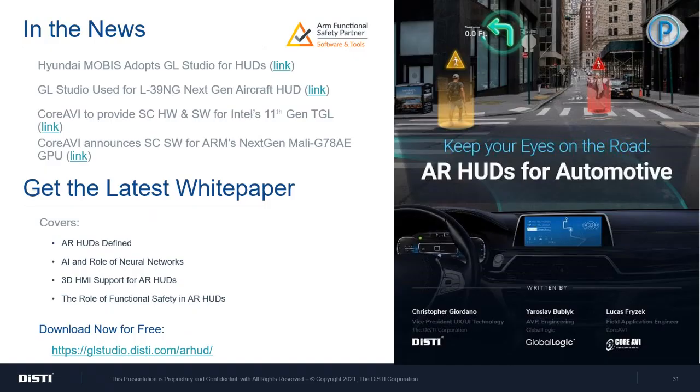And I'll just touch on a little bit more on the white paper that Chris mentioned, and also some things in the news for Core AVI. Core AVI is also an ARM functional safety partner. So if you look at the news links below, we're actually supporting the safety critical software stack for ARM's next generation Mali G78 AE GPUs. We've also recently announced a partnership with Intel to support their 11th gen Tiger Lake SoCs, both for safety critical hardware and the safety critical software stack as well.